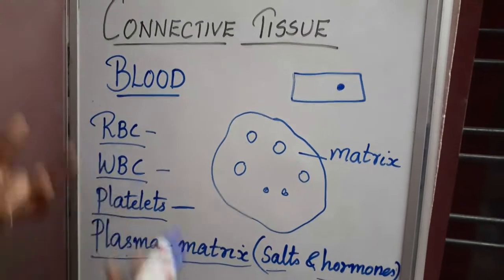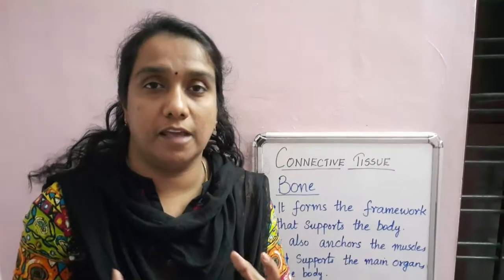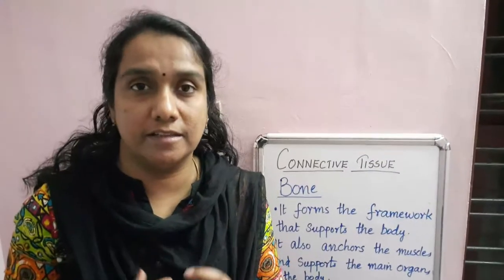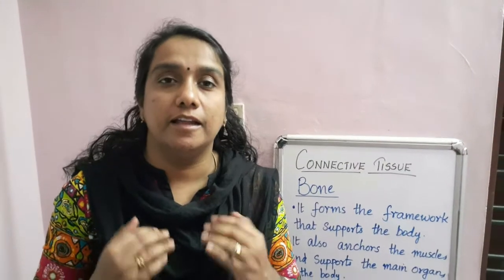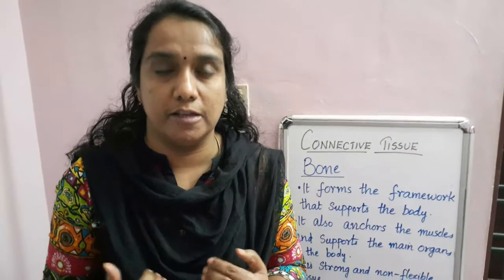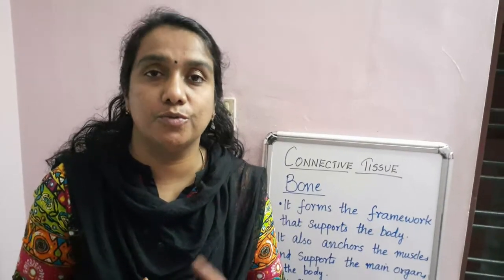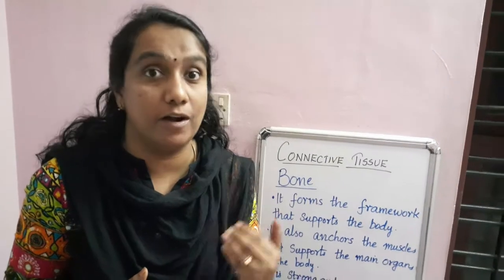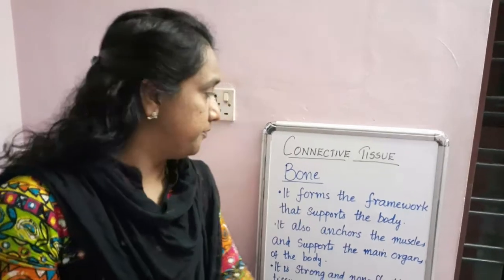Now we will see one more connective tissue. How can you stand straight? If only muscles were there, could you stand straight? No, we need a support, right? That is because of the bones. Our body has a framework, right? That is made up of bones. So the next type of connective tissue is bone. Let's see its characteristics.